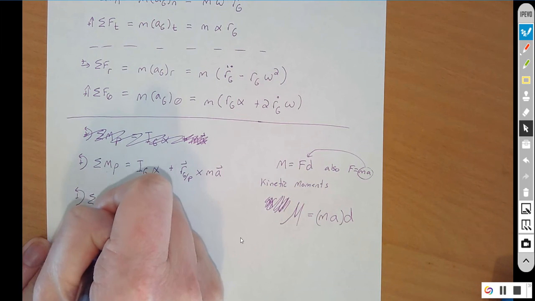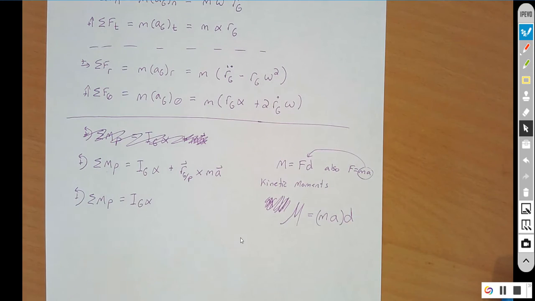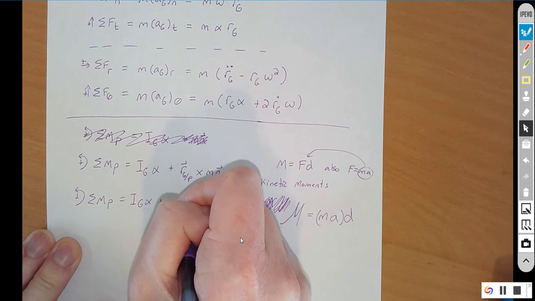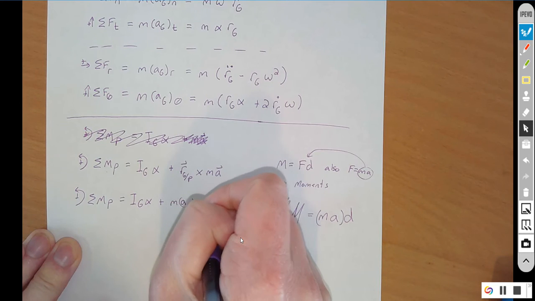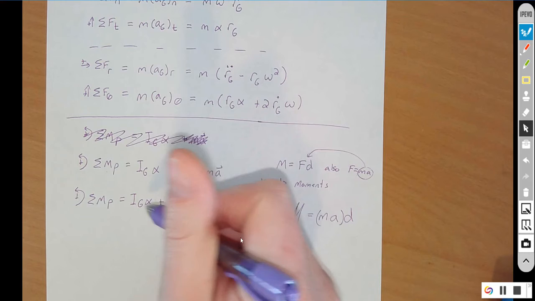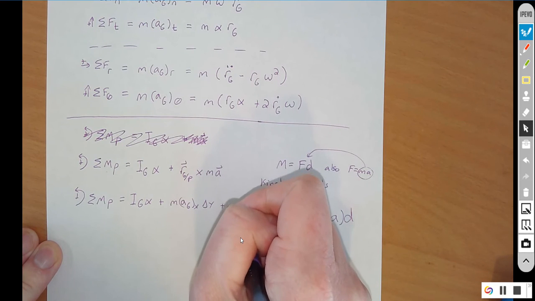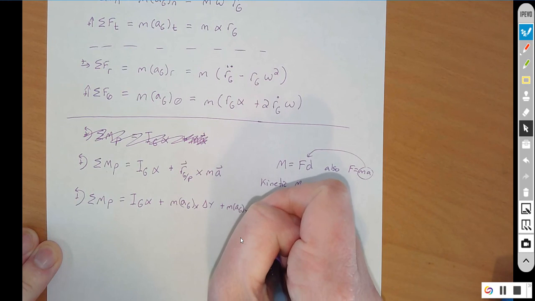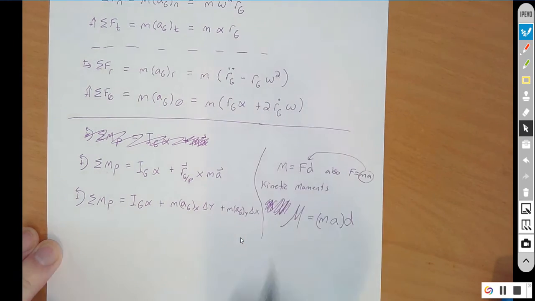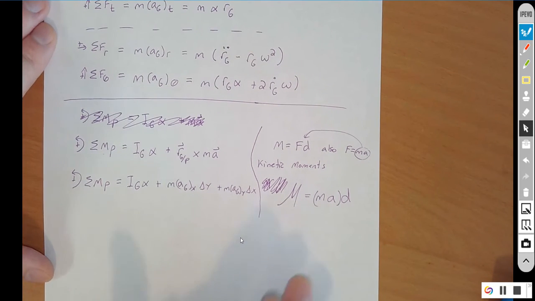Sum of moments about any point P is IG alpha, plus, and I'm going to use XY coordinates, but you can do the same thing with other coordinate systems if you run into them, mass times the acceleration of the center of gravity in the x direction times delta y. That is how far away it is between this point P and the center of gravity in the y direction. And then plus mass times the acceleration of the center of gravity in the y direction times delta x. So that's one of our equations.